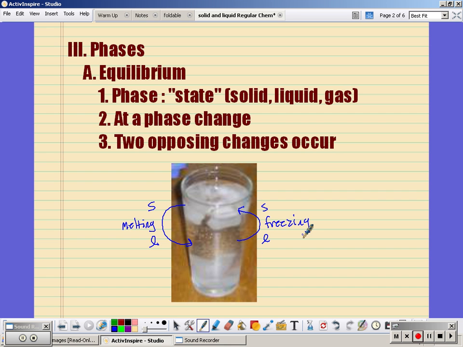So my glass of water is at 0 degrees Celsius until everything turns to a liquid or everything turns to a solid. Then the temperature can change. So in equilibrium, we have these two opposing phase changes occurring, and the temperature remains constant until everything changes to one phase. So all of our phase changes happen in these pairs.